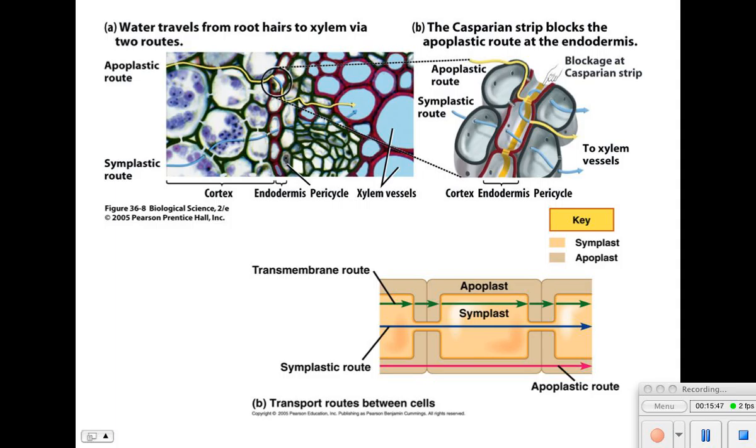Okay, so here's a diagram showing the three. Here's my apoplast, transmembrane route. Symplast goes through the plasmodesmata, and then the apoplastic route.